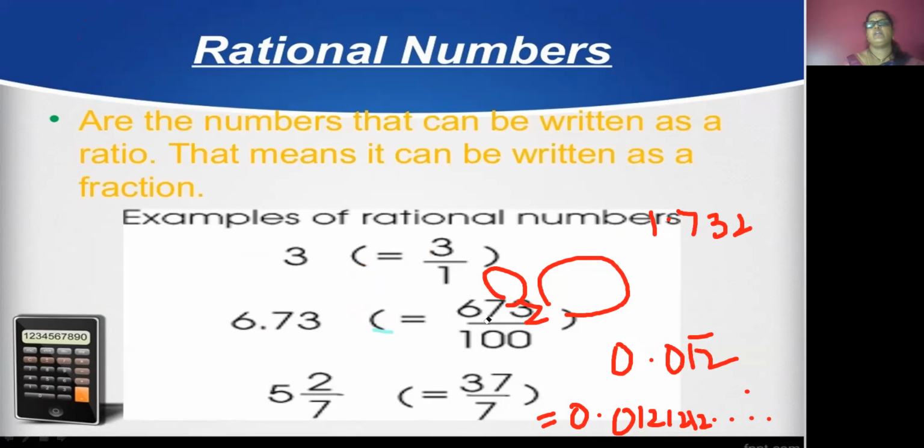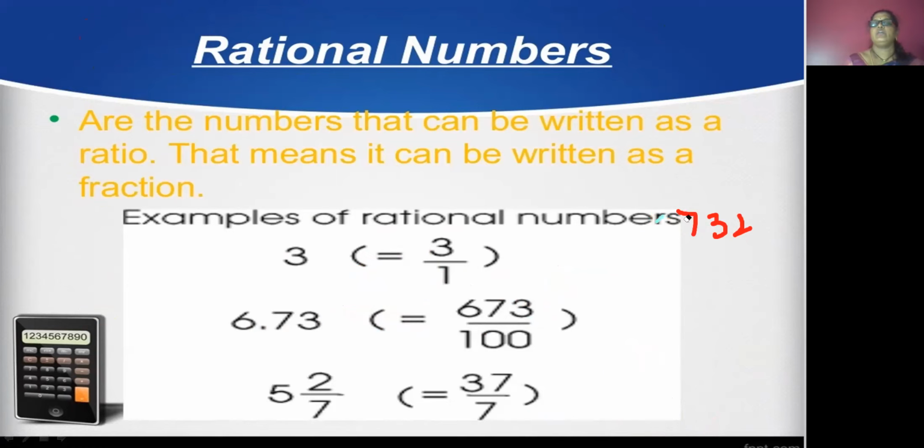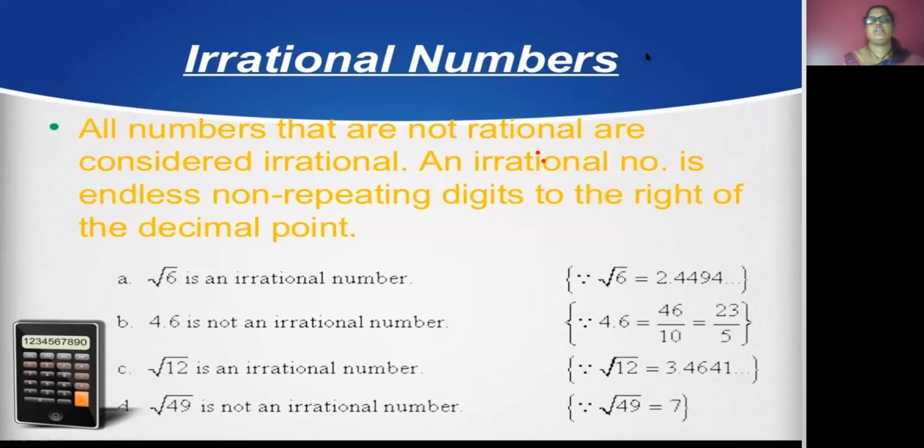Very good. So you understood what a natural number is, what a whole number is, what integers are, and what rational numbers are. Now the next one we are going to learn is irrational numbers, which you already learned. Some examples of irrational numbers we will see.